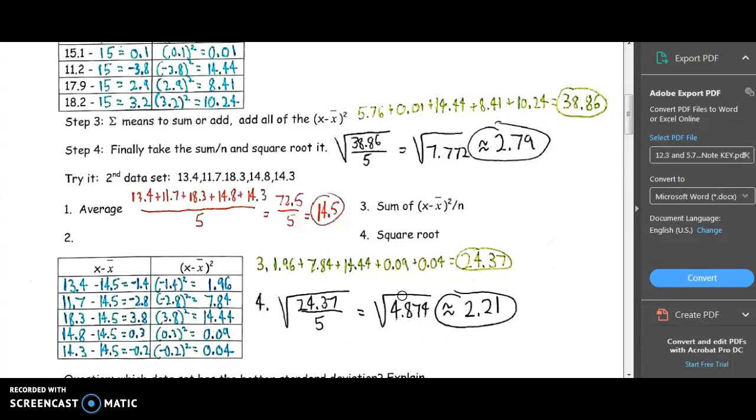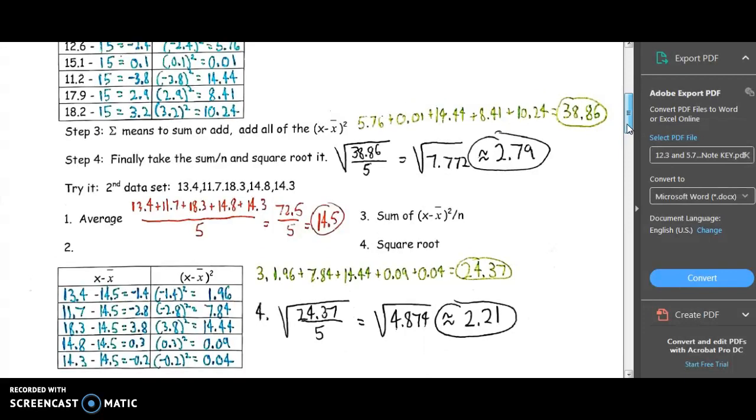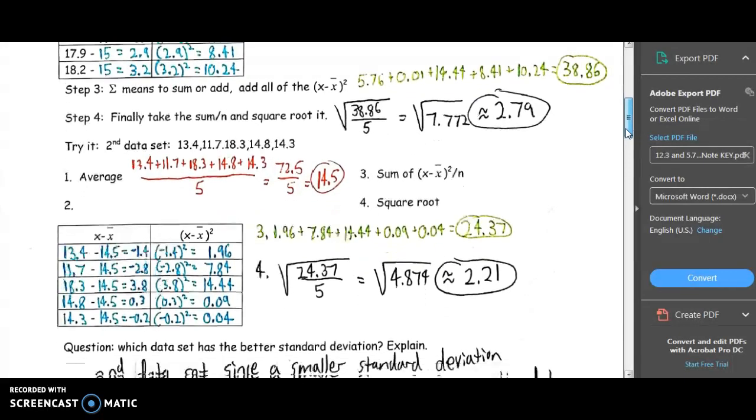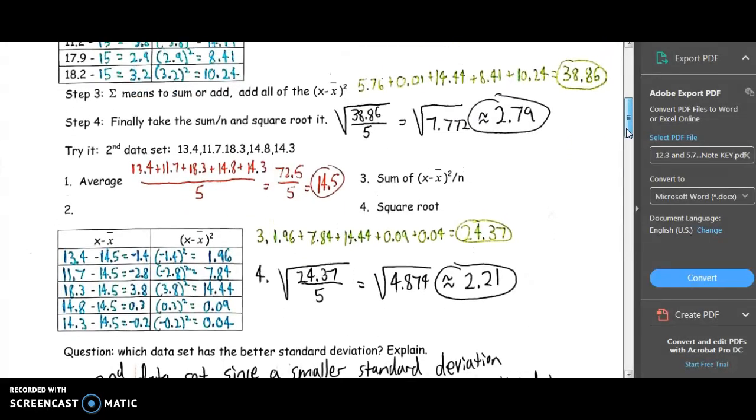So again, same steps as before. Find an average, find the differences between that and each number, square those differences before adding them together, plug them into my formula, and then take that square root to finish. So same 4 steps every time, although it does take a little bit of work if we're doing standard deviation by hand. One question I answer on the bottom is which data set would have the better standard deviation.